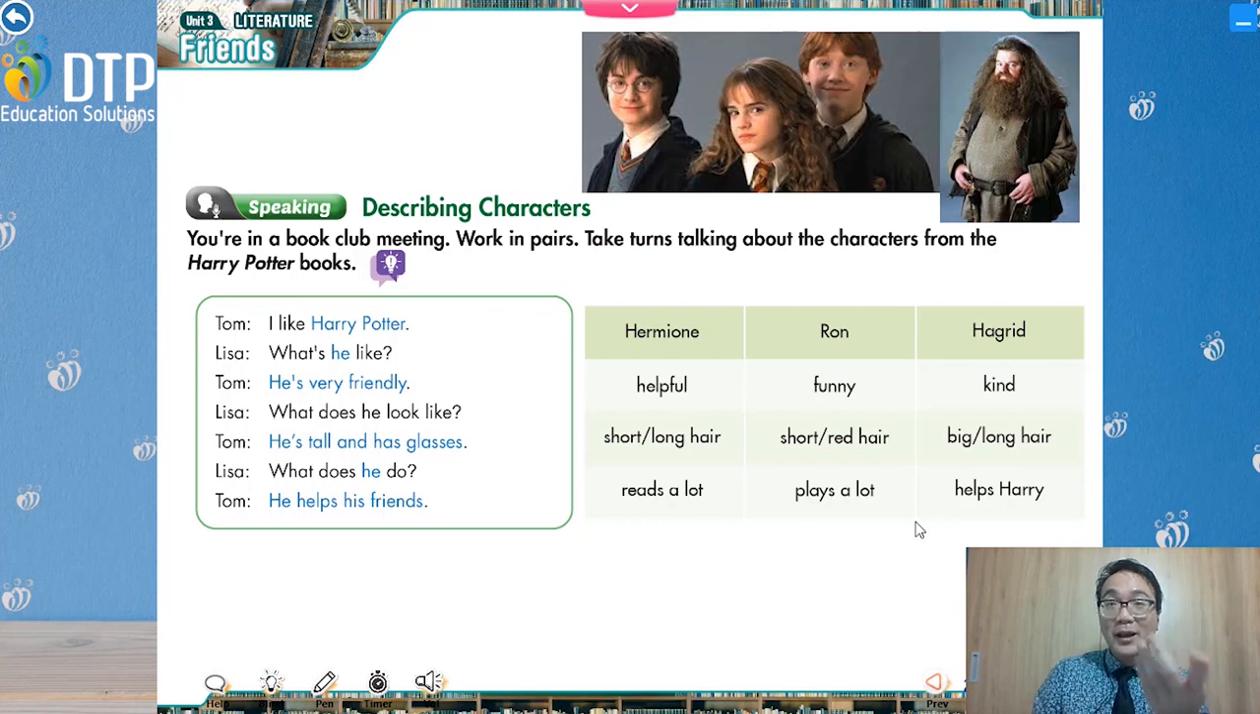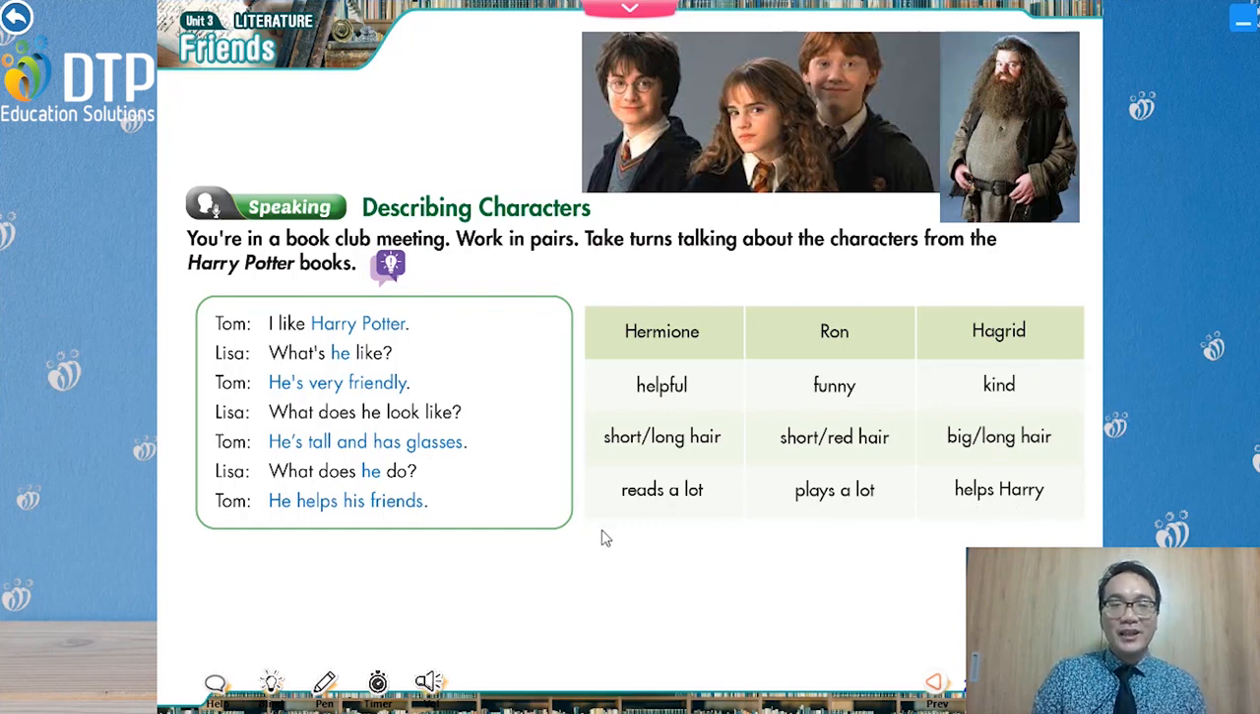Now, I choose a character and you start the conversation. You are Tom now. Bây giờ các bạn làm Tom nha, thầy sẽ làm Lisa. Rồi, thầy chọn Hagrid. Rồi các bạn sẽ nói trước. What is Harry like? Answer that. Good. What does he look like? Your turn. And what does he do?